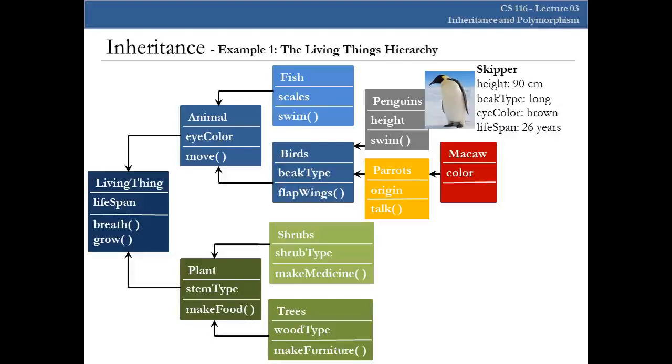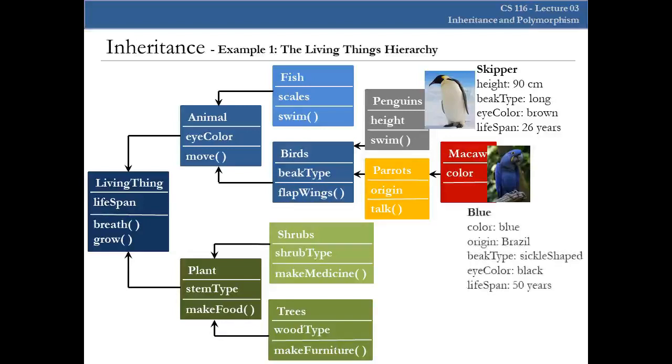Now our second object for this example is another movie star called Blue from the Brazilian rainforest. As you can see, this is an object of class macaw. That means that it can have a color, which is blue. It can have origin from class parrots, and I have defined it to be Brazil. It has a sickle-shaped beak, its eyes are black, and it has a lifespan of 50 years. Now, I hope you are able to track the hierarchy by yourselves for this second object.